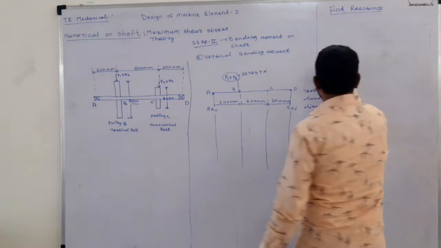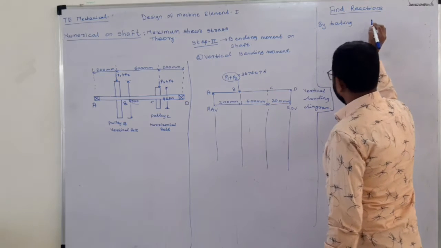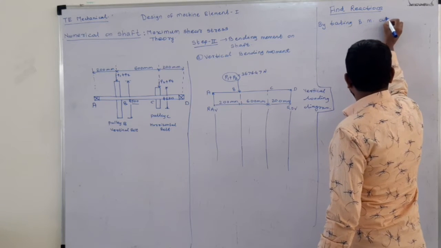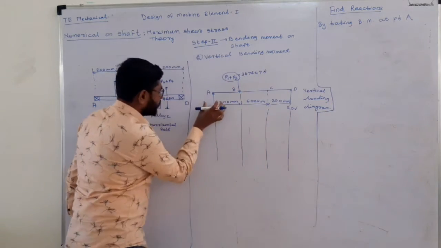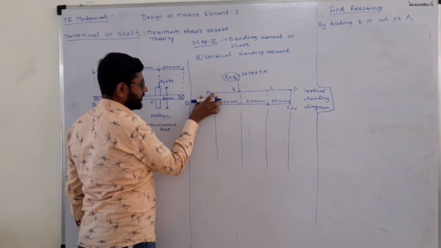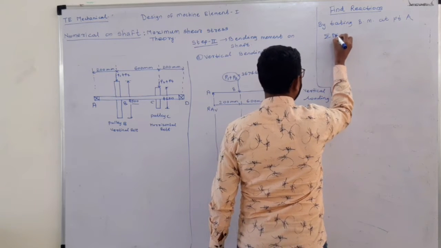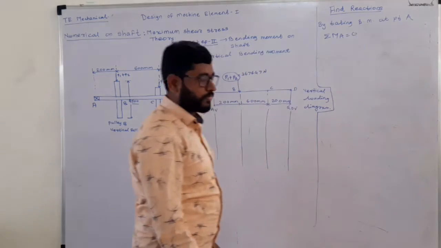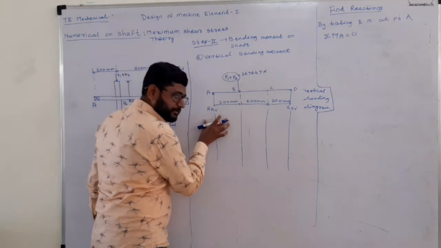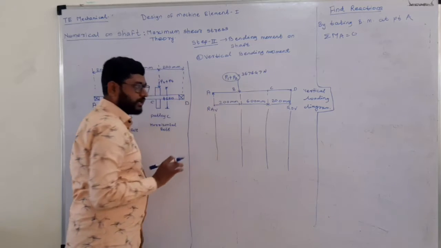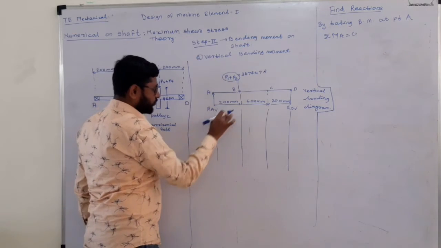How to find reactions? By taking bending moment at point A. Here we have to consider bending moment at point A, that is summation MA is equal to 0, and we know that by taking moments about a point, the magnitude is force into perpendicular distance, and here we have to consider the clockwise bending moment.